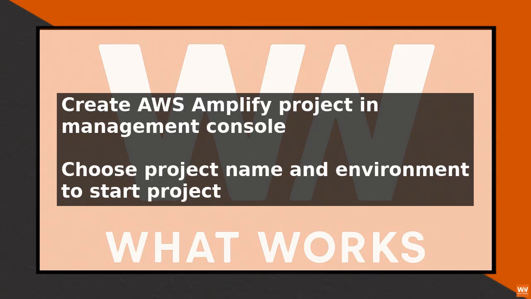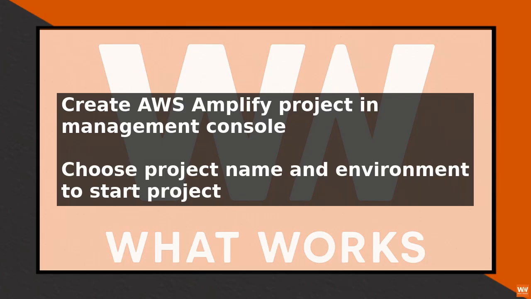To use AWS Amplify Subdomain setup, start by creating an AWS Amplify project in the AWS Management Console. Navigate to the Amplify section and click on Get Started to create a new project. Choose the project name and environment and click on Create Project.